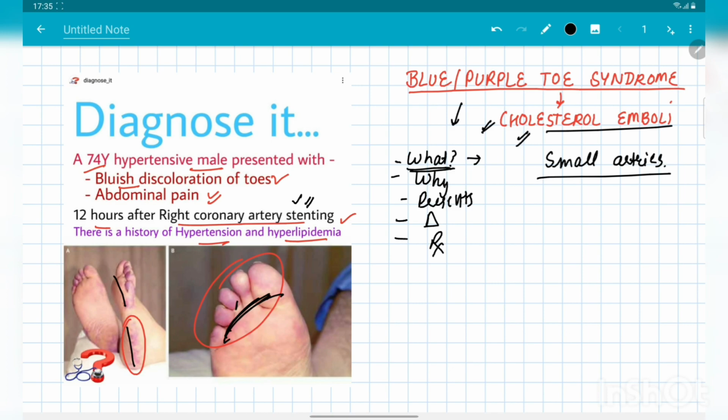Well, this is not the only manifestation of this disease. There are a lot of other manifestations, like GI manifestations, kidney manifestations, even manifestations related to the eye and CNS. So we'll discuss those manifestations.